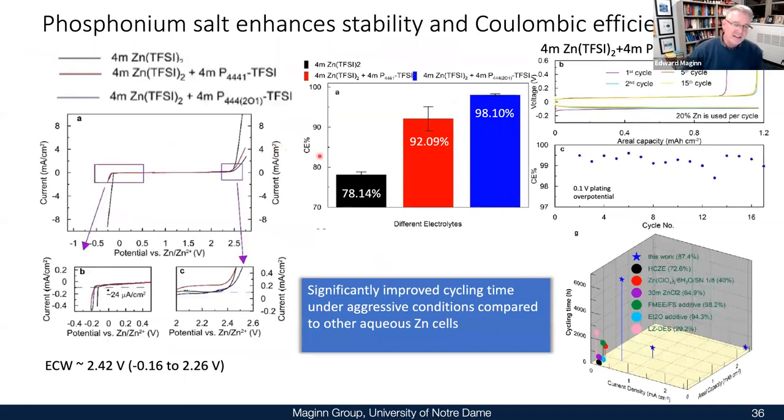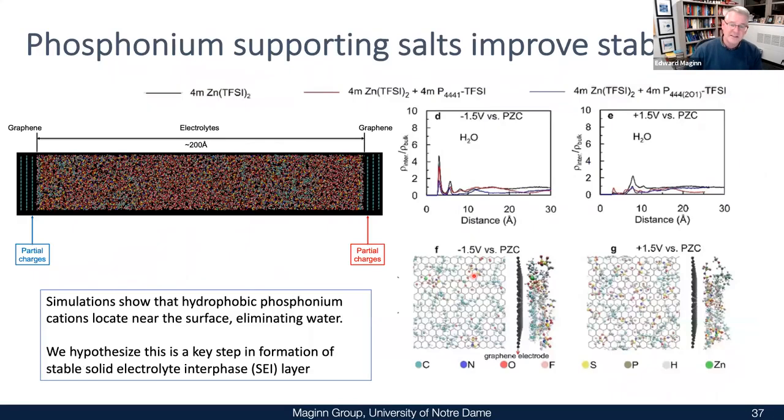They saw that as they added a supporting salt, now a phosphonium TFSI, this is an old ionic liquid that we've looked at for many years, to a zinc system at 4 molal aqueous zinc TFSI, they saw an increase in the Coulombic efficiency. They saw very high electrochemical windows, and they also saw that the cycling time was extremely high, much higher, in thousands of hours, compared to other zinc-based systems. So this magic phosphonium component gave them much better performance in many different ways. And so again, they asked us to see if we could simulate that to explain what's going on.